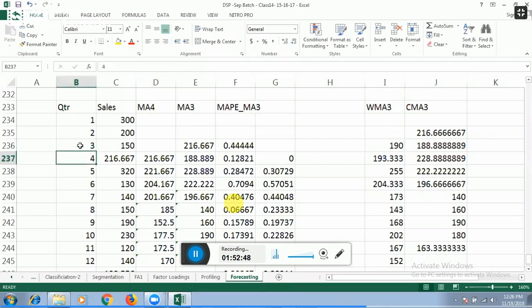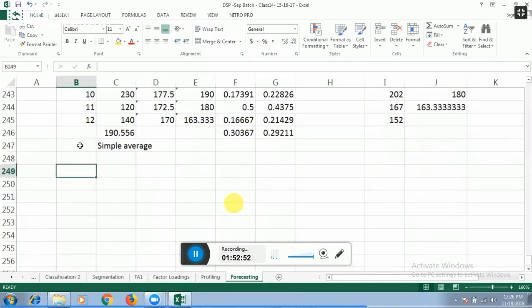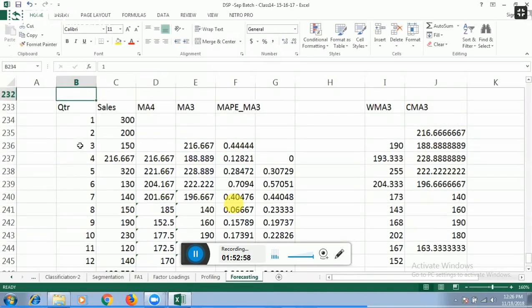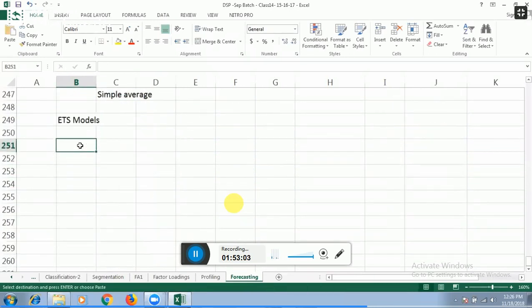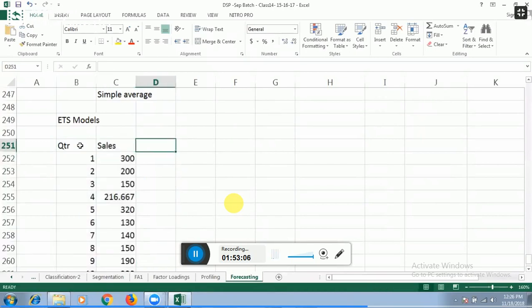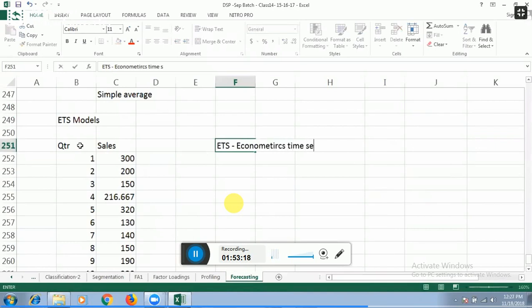Cool, perfect. So now let's talk about the ETS models. For example, the data is something like this. The ETS models are also called exponential smoothing models, or what we call the econometric time series models. This is also called smoothing models. This is also called the Holt-Winters method, and these are all different names.